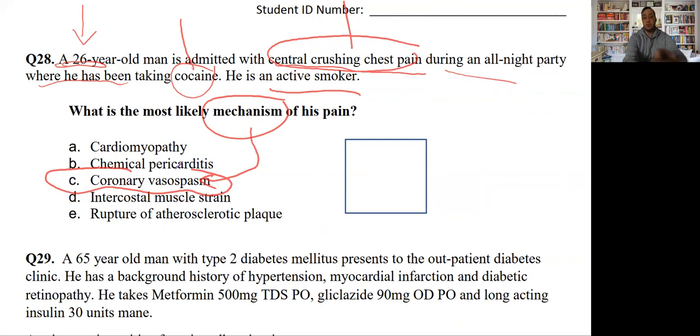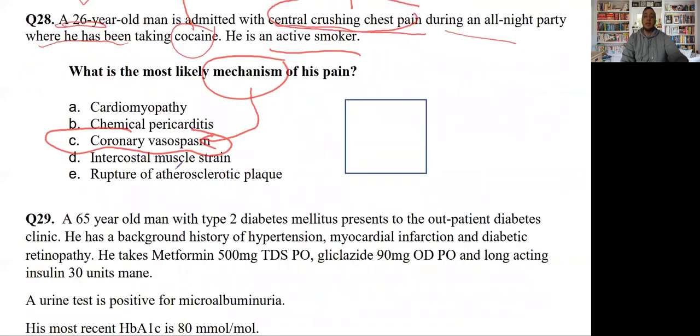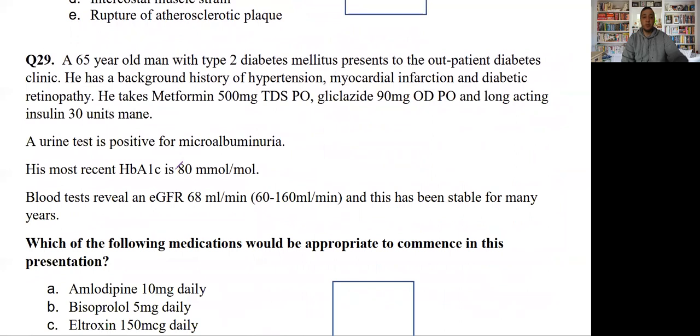If he's asking about variant angina or Prinzmetal angina, and the mechanism of chest pain in a patient with Prinzmetal angina, the answer is going to be coronary vasospasm as well. So let's move on to question number 29.